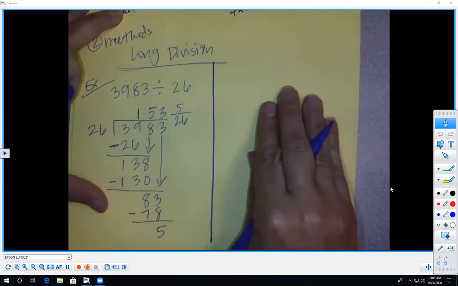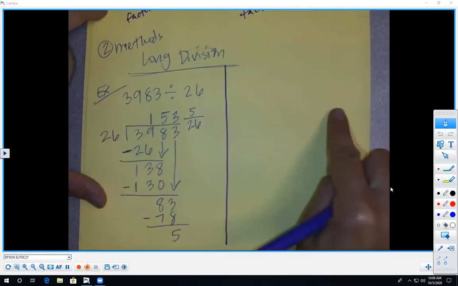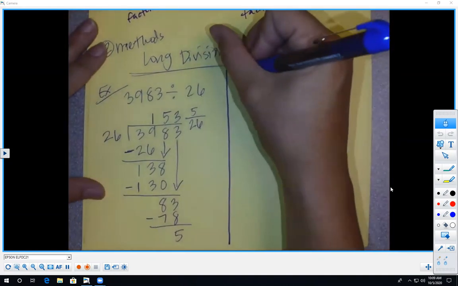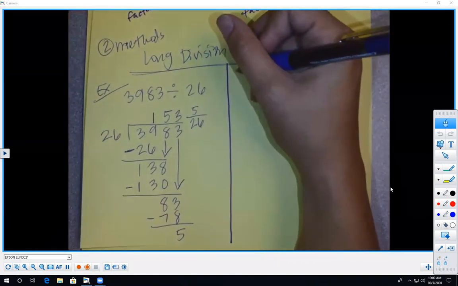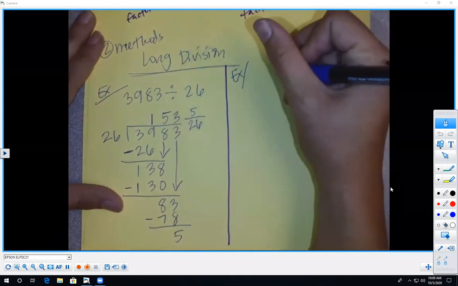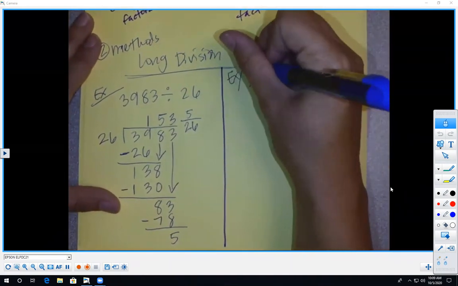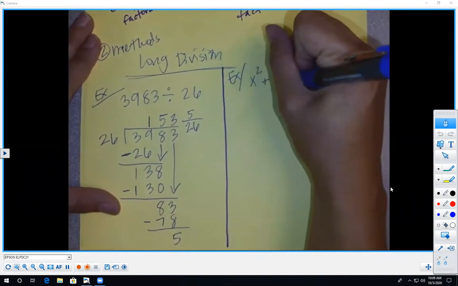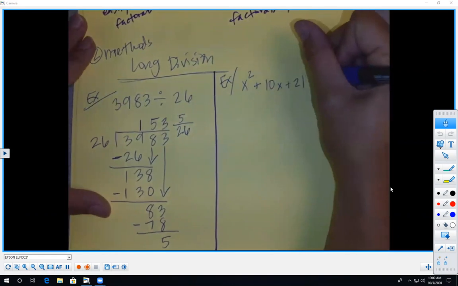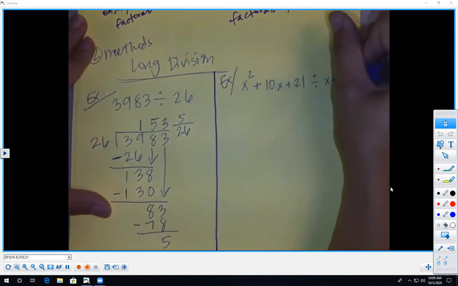I am now going to do a problem right next to it so we can refer back to see the exact same steps. Okay, so this problem is going to have letters in it. It's a polynomial. It's a short one, okay? So if I had the problem x squared plus 10x plus 21, and I want to divide that by x plus 3.